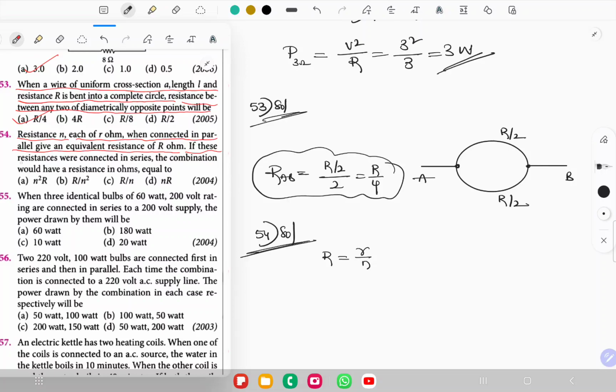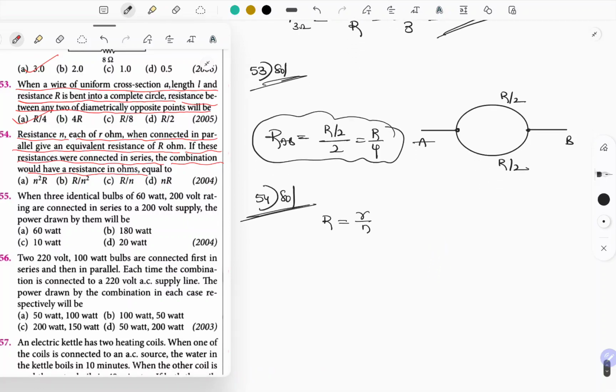Then if these resistors were connected in series, the combination would have a resistance in ohms. Okay, so this is a parallel combination, right? If they are connected in series, then R equivalent is equal to N times r. This r I need in terms of capital R, right? Just observe from the parallel combination, what's the value of small r? Small r is equal to capital R into N.